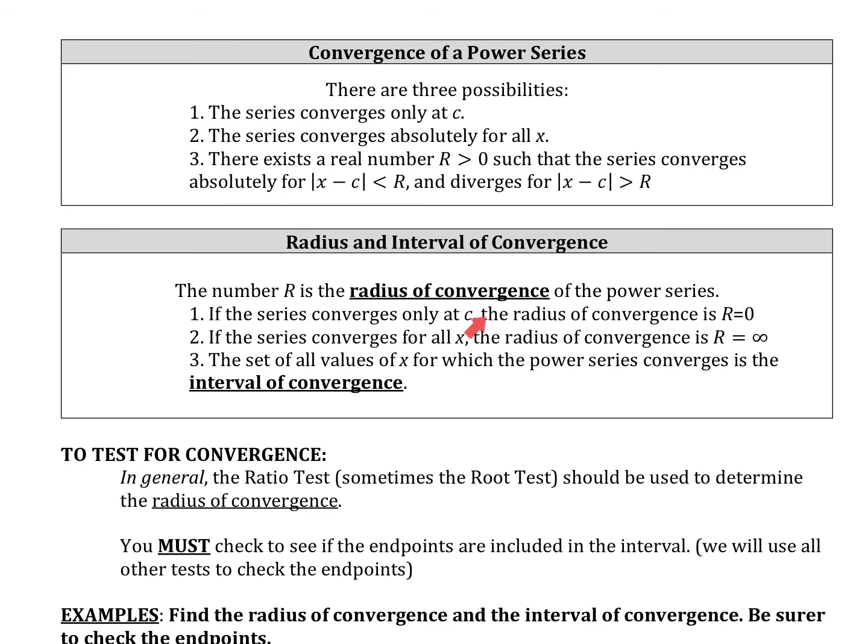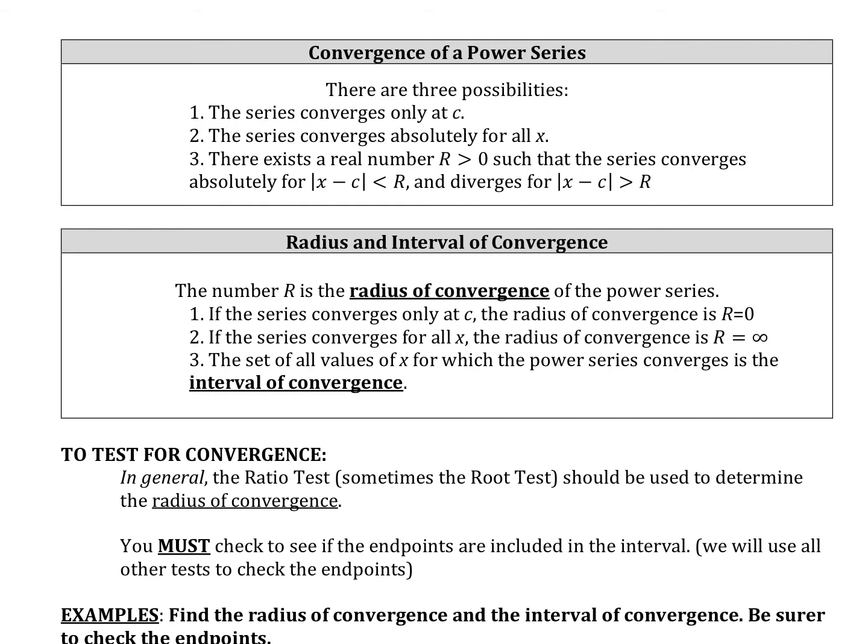The series converges only at c, the radius of convergence is 0, meaning there is no area outside of the center that converges. But if the series converges for all x, the radius of convergence is infinite. Now, if the set of values of x for which the power series converges is finite, but is bigger than the center, then that's what we call the interval of convergence. So those are the definitions we're going to work on.